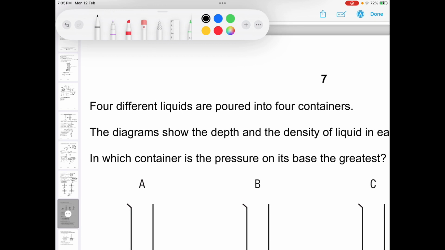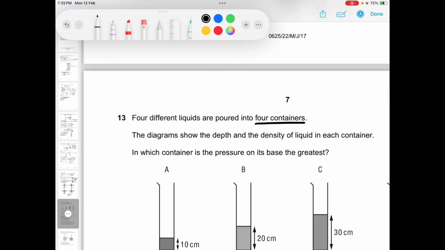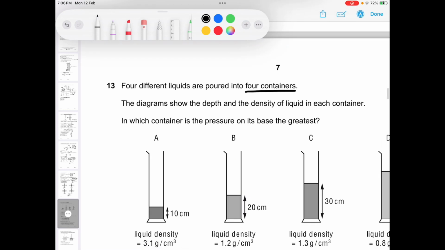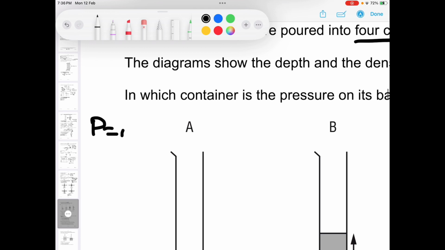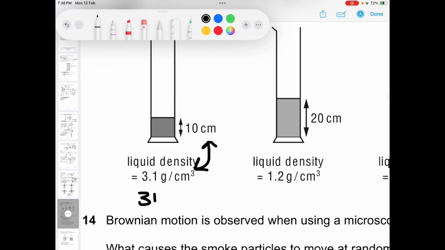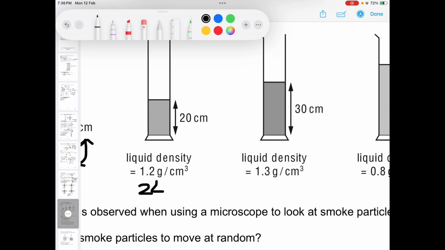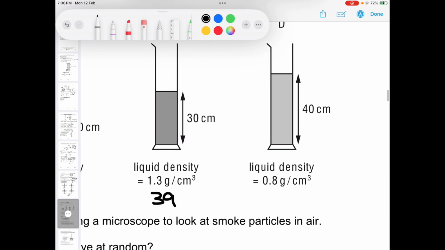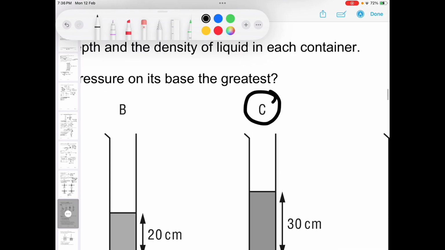4 different liquids are poured into 4 containers. The diagram shows the depth and density of each liquid. In which liquid is the pressure on its base the greatest? Pressure equals rho g h. Given that they're all on Earth, or they have the same gravity, so just ignore that. Just multiply these two together to find out the greatest pressure. This one's 31, 24, 39, 32. The answer here is C.